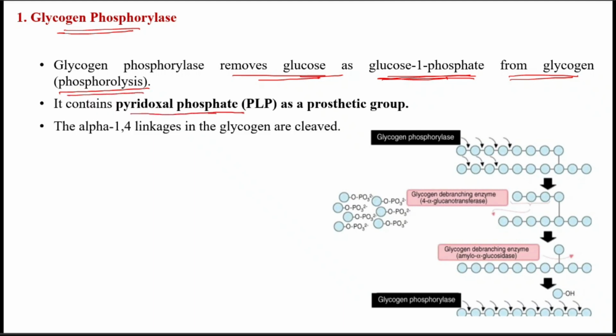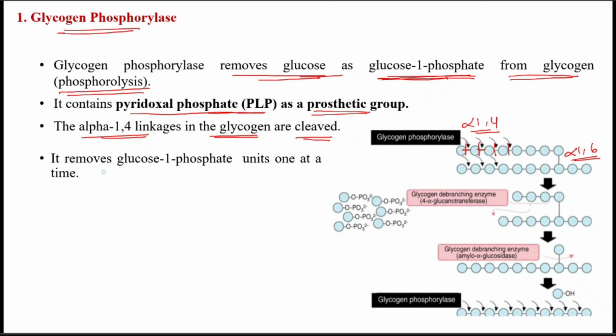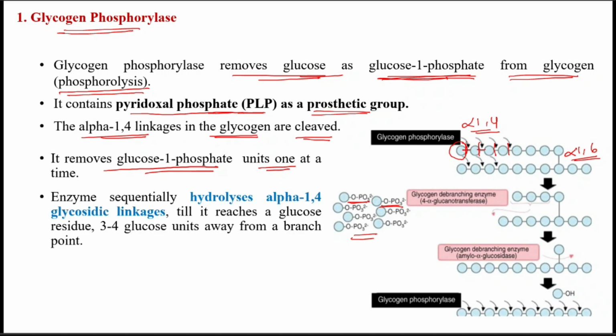This enzyme contains pyridoxal phosphate as the prosthetic group, and the alpha 1,4 linkages in the glycogen are cleaved by this enzyme. Glycogen contains alpha 1,4 linkages in its straight chain, whereas alpha 1,6 linkage is at its branch point. This enzyme can specifically cleave only the alpha 1,4 linkages present in the straight chain. It removes glucose 1-phosphate one unit at a time. Each glucose molecule is removed in the form of glucose 1-phosphate, one at a time.